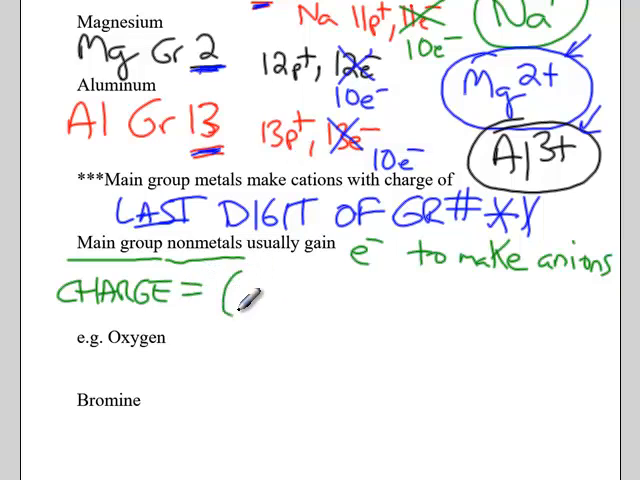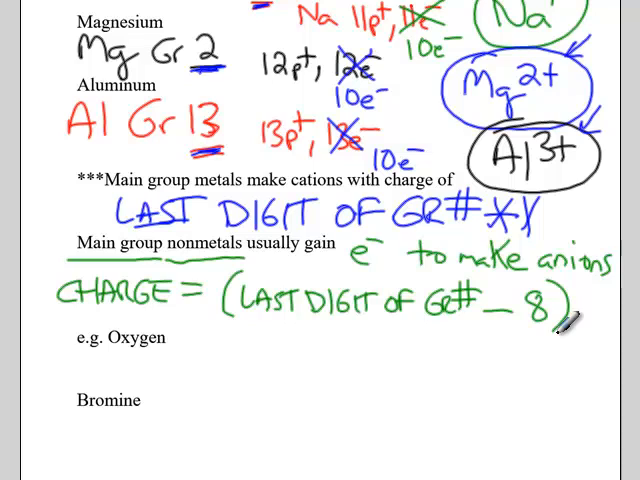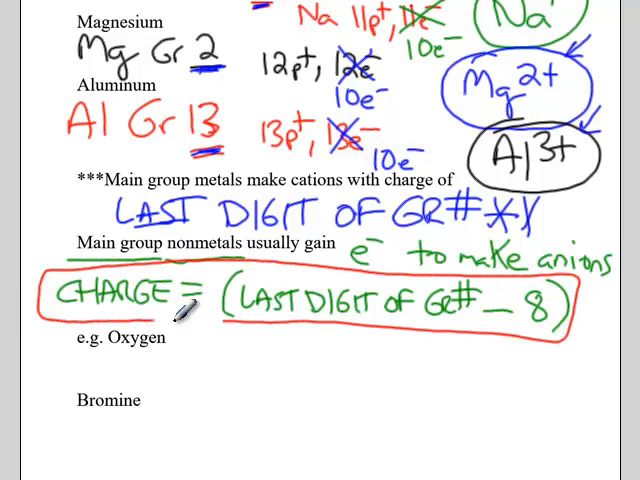The rule is take the last digit of the group number, but this time we're going to subtract, and the number we subtract is always the number 8. So later on this semester we'll see where that 8 comes from. But for now it's just the magic number. It'll make more sense later on.